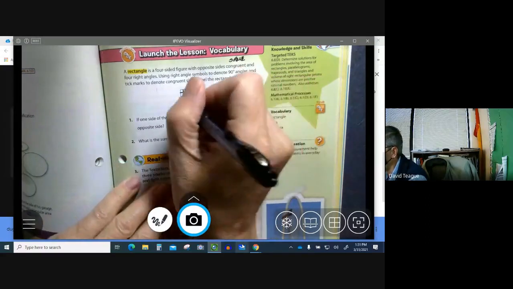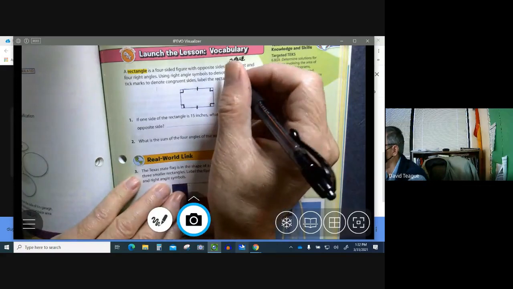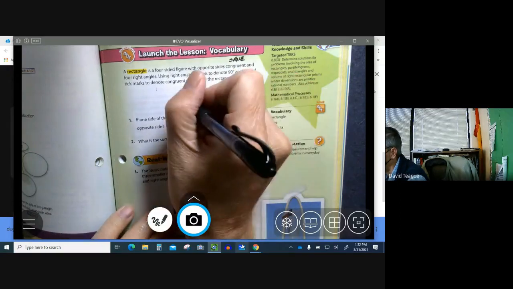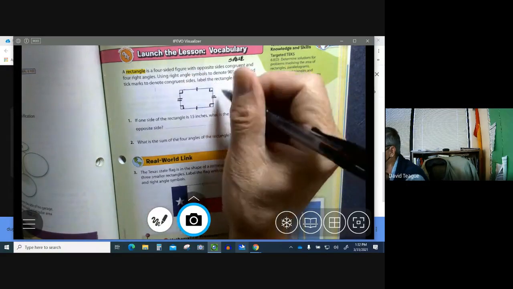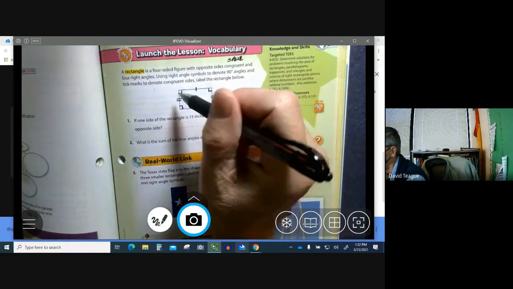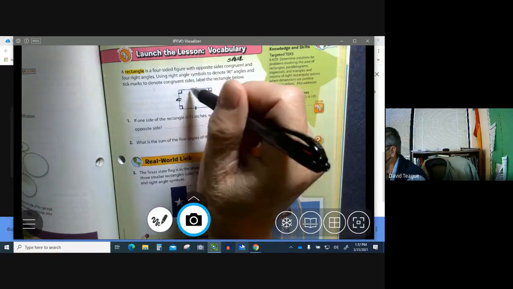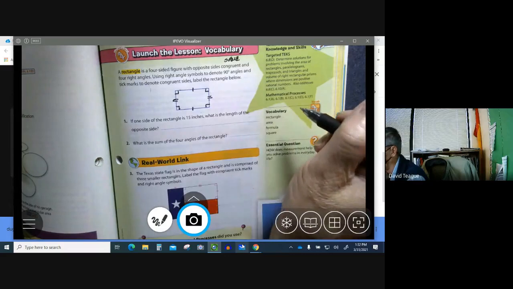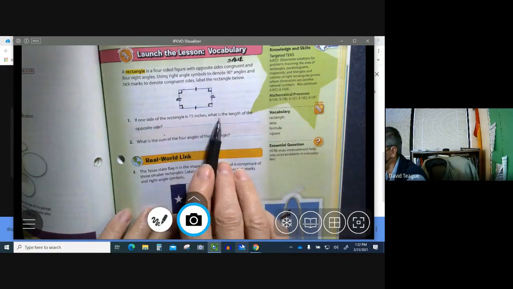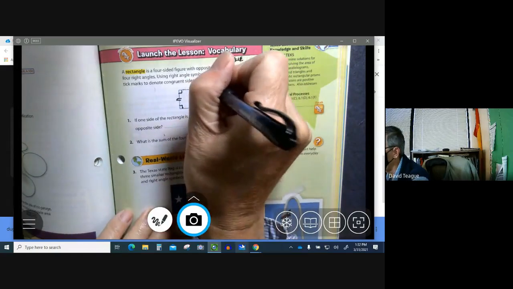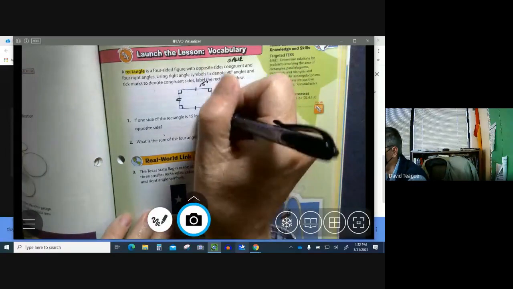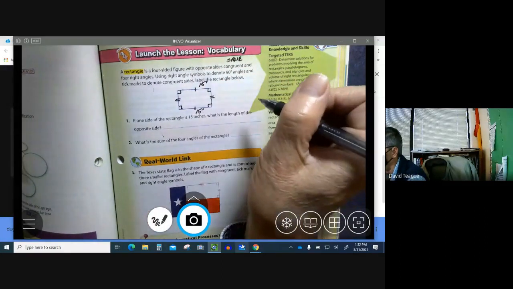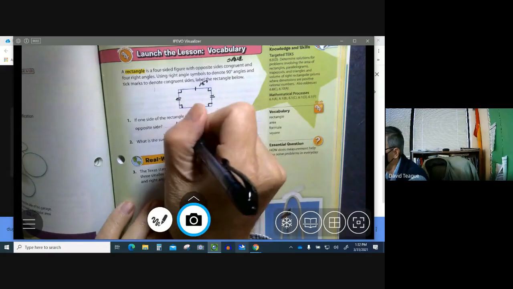If I want to show that these two sides are congruent or the same, I just have to put maybe two tick marks, right? So now by looking at this diagram, you know that this side is congruent or the same with this side. This side is congruent with this side, and you have four 90-degree angles, okay? If one side of the rectangle is 15 inches, what is the length of the other side? Well, it's 15, right? Because the opposite side, we know that that's congruent. So we know that this is 15 inches.